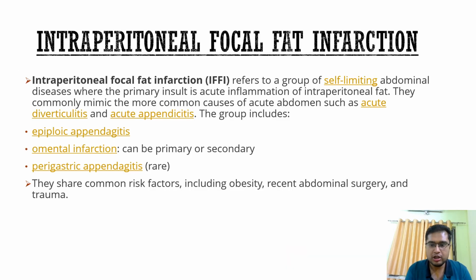So omental infarction comes under the broad category of intraperitoneal focal fat infarction, which typically includes epiploic appendagitis, omental infarction, and perigastric appendagitis. Why we have to remember this is because it can mimic acute diverticulitis and appendicitis when it is present in those locations. But the thing is, it is self-limiting. It's a self-limiting abdominal disease where the primary insult is acute inflammation of the intraperitoneal fat. There are risk factors such as obesity, recent abdominal surgery, and trauma.